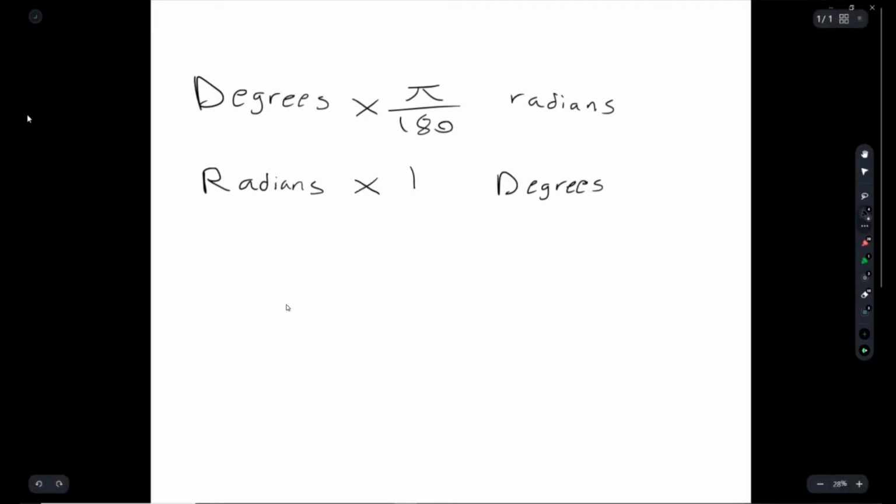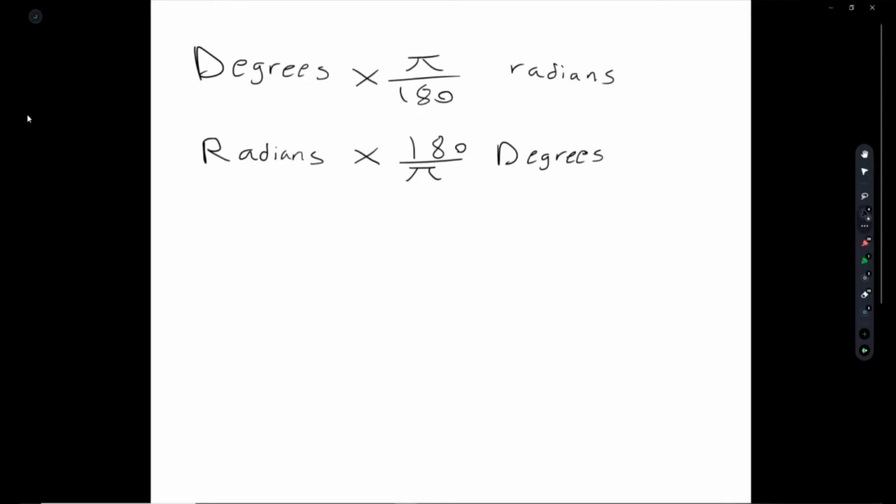to radians, you multiply by pi over 180. And to convert from radians to degrees, you multiply by 180 over pi. And with that, let's get to the questions.